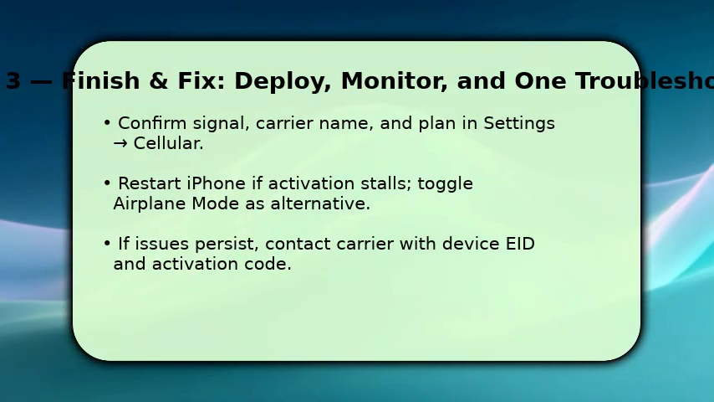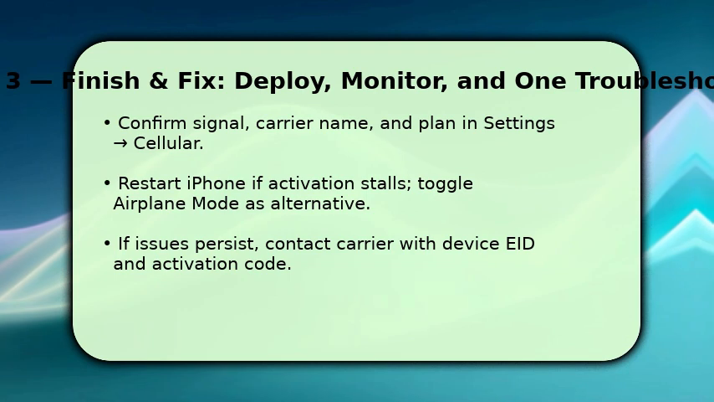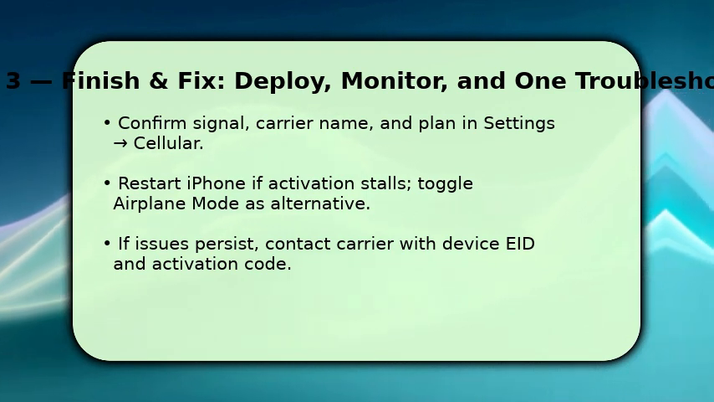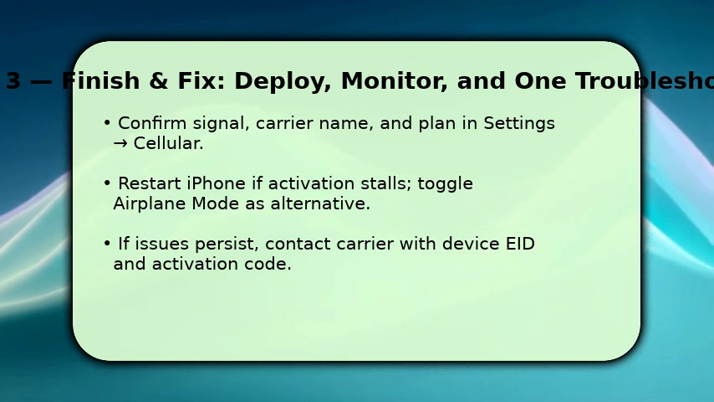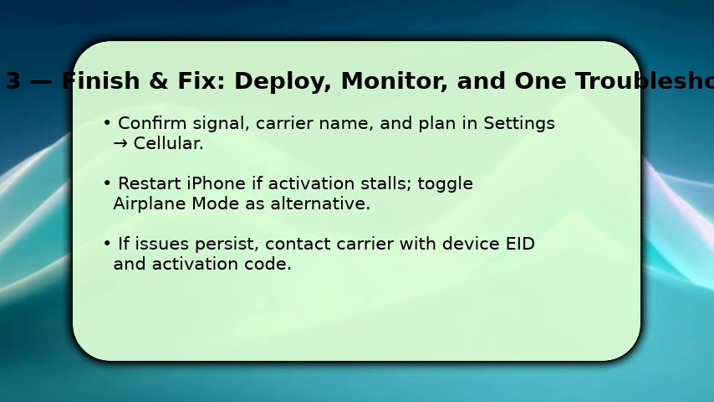You finish by verifying the new plan shows up in Settings, then Cellular, and that the carrier name and signal appear. Then test a call or data session. If activation stalls, restart the iPhone and try toggling airplane mode. Often that forces a network reattach.